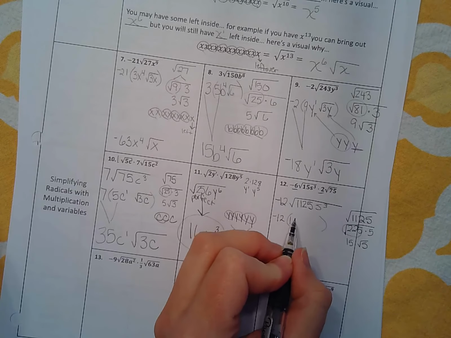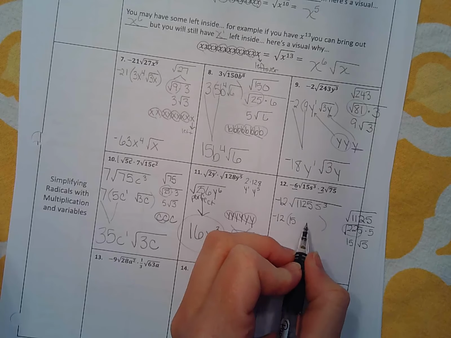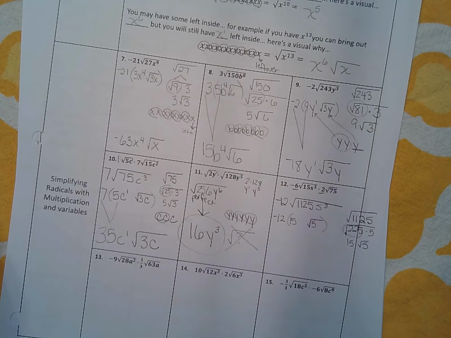I'm going to do a 15. I'm going to leave a space. Square root of 5.